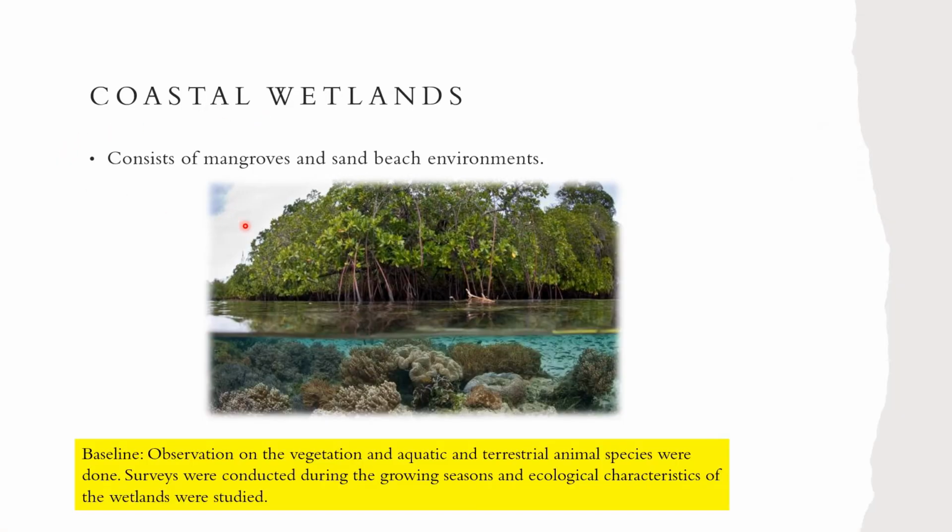The proposed project consists of mangrove and sand beach environments. In the baseline study, observation on the vegetation and aquatic and terrestrial species were done. Surveys were conducted during the growing season and ecological characteristics of the wetland were studied.